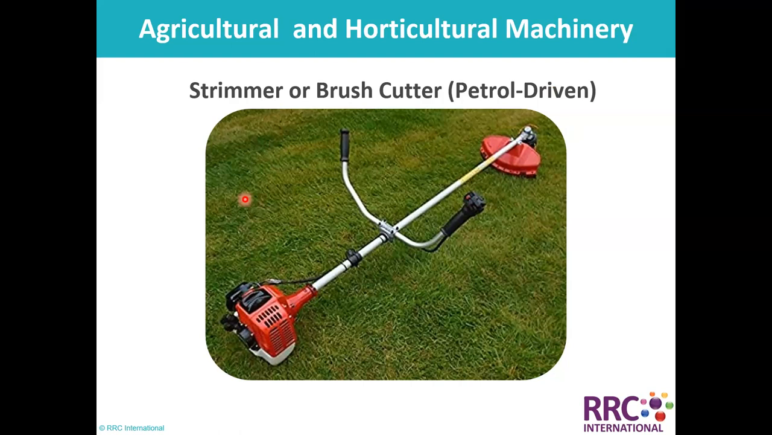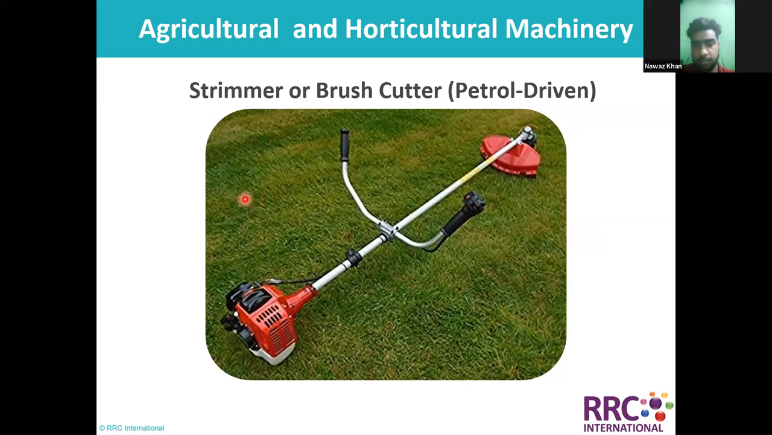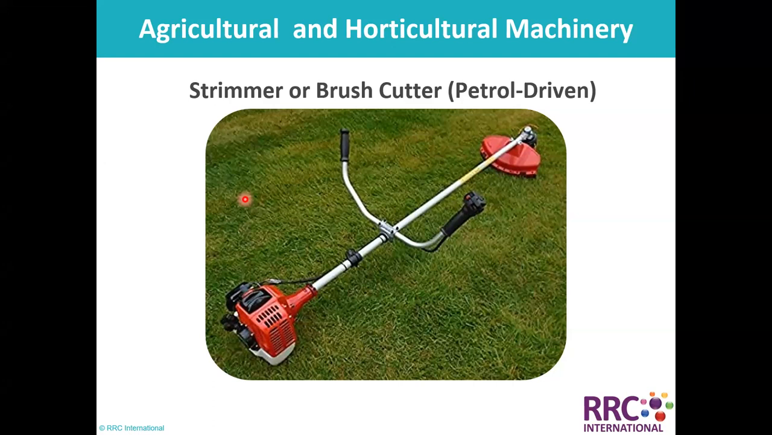Entanglement, very nice, okay. One more. Impact could be there because the whole machine can move. Hitting, yes, impact. Friction could be there, yes. Okay, now what? Stabbing, yes. Stabbing because of moving part. Very nice. Okay, what are the non-mechanical hazards now?